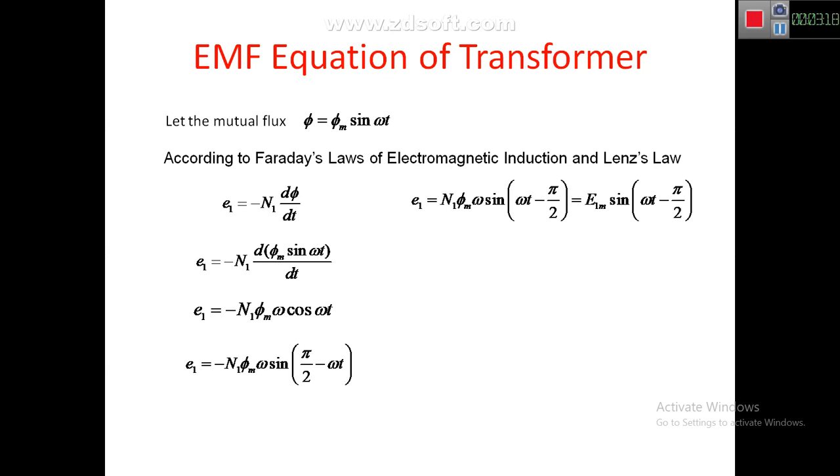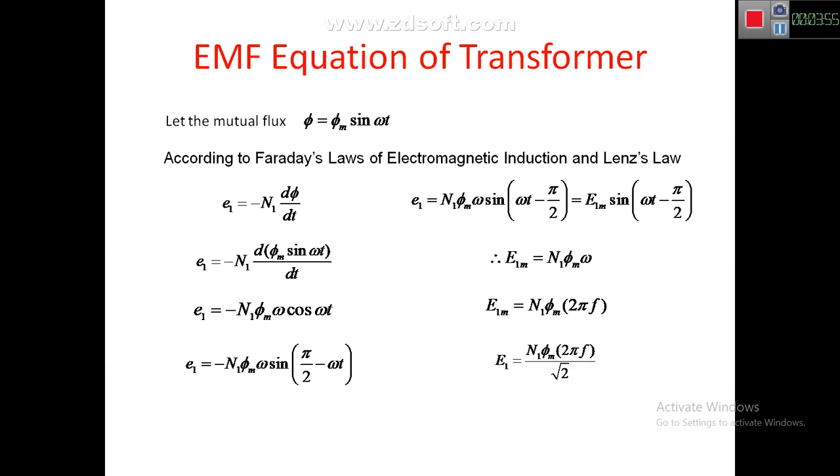As we know, in sinusoidal quantities, except the sine quantity, all other quantities will give us the maximum value. So here E1 max will be capital N1 phi m omega, where omega is the angular frequency. But now I want the EMF equation in RMS value. This is the maximum value; if I divide this by root 2, I will get the RMS value. So we substitute omega equals 2 pi f, and then divide by root 2.